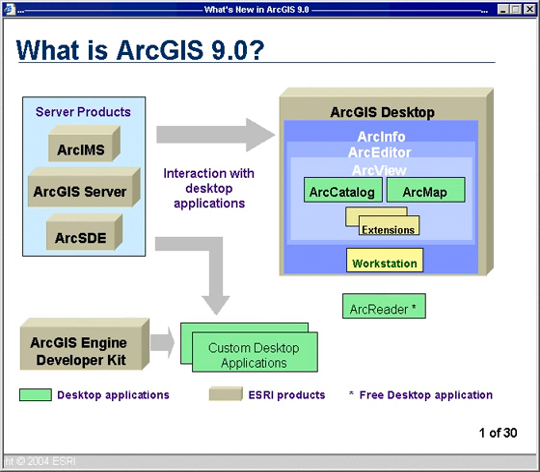There are also many other products that work together with ArcGIS. Many of you use ArcIMS and ArcSDE. And there are also a couple of new products out at ArcGIS 9 as well, called ArcGIS Server and the ArcGIS Engine Developer Kit. We'll be taking a brief look at these products towards the end of the seminar. Again, most of today's seminar will be focusing on ArcGIS Desktop and what is new to ArcGIS 9.